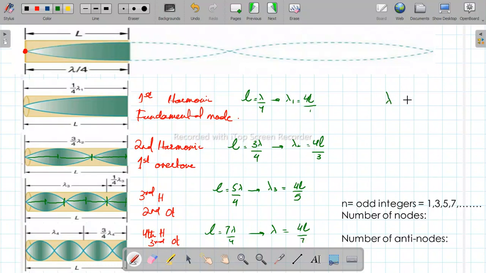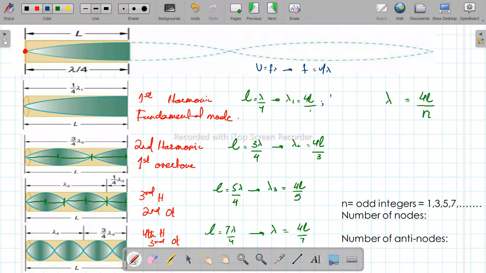So we can generalize this equation for lambda as 4L over n, where this n is bound to take only odd integers. It could either be 1, 3, 2 is not allowed, 5, 4 is not allowed, 7, 6 is not allowed, and so on. So we have mentioned that this n could only take integer values, that too odd integer values. Let's now see the frequency. Since we already know the wavelength and we know v equals f lambda, that is f equals v over lambda.